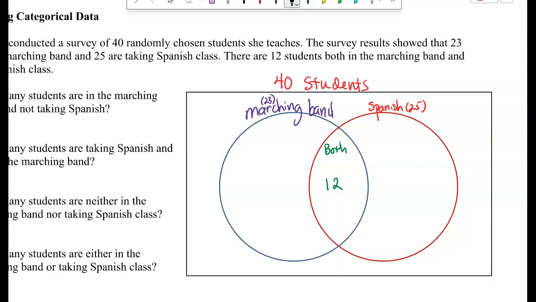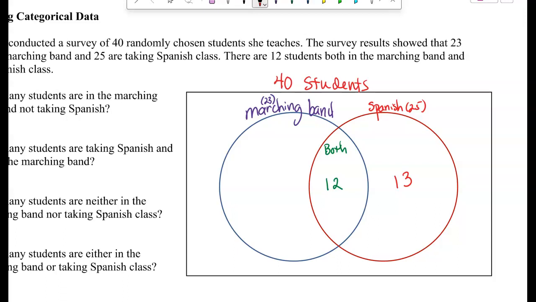Now, quick question. How many students are in Spanish class? Okay. What should be out here? Because total-wise, what does 12 and 13 have to add up to be? 25. That whole group. With me so far?